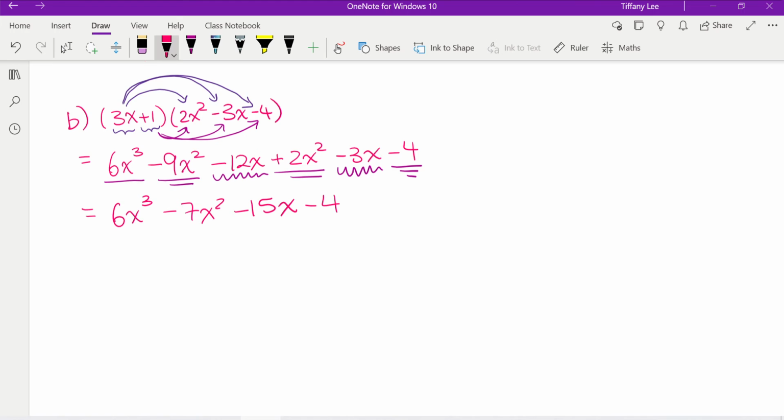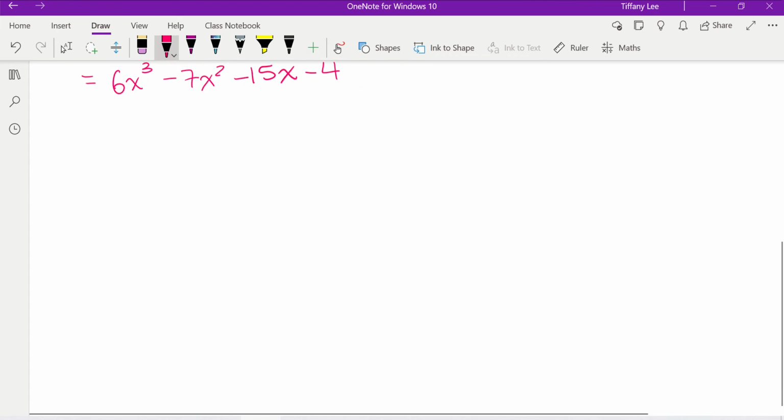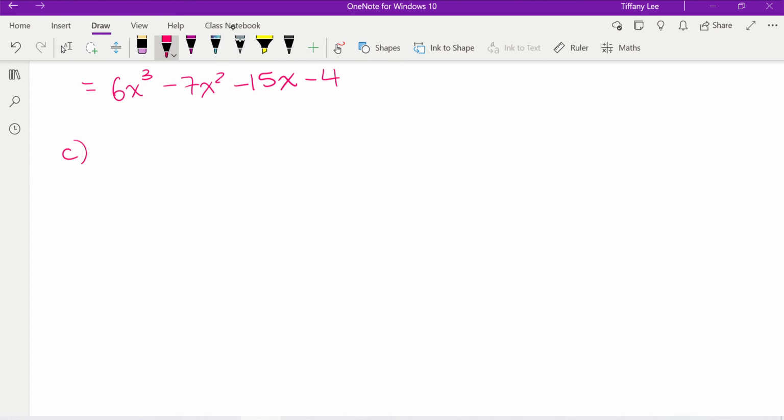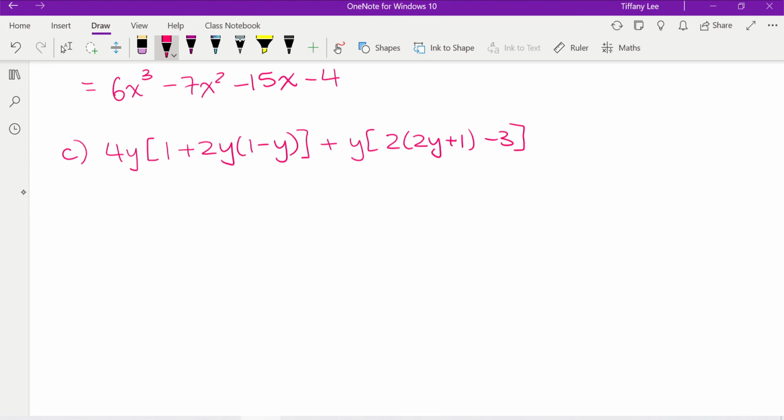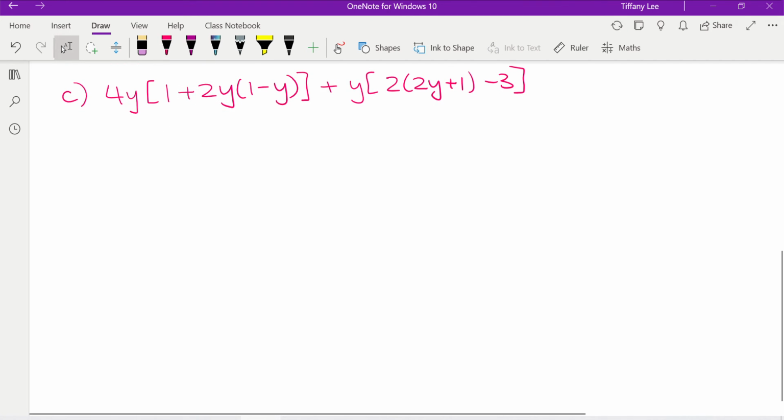Let's do another example together. Here we have 4y[1 + 2y(1 − y)] + y[2(2y + 1) − 3]. Okay, so this one's a bit longer, but that's okay. We can still do this.